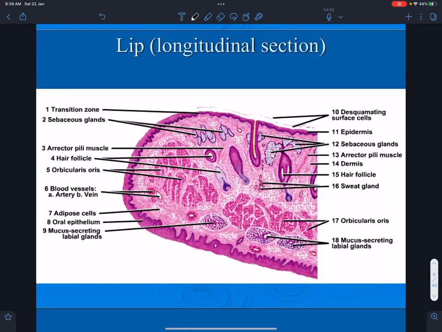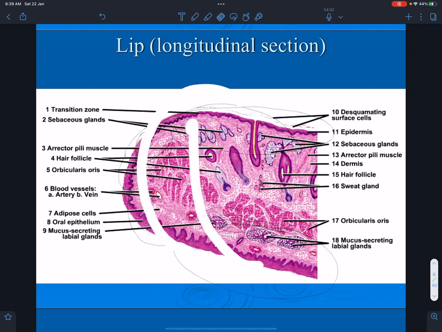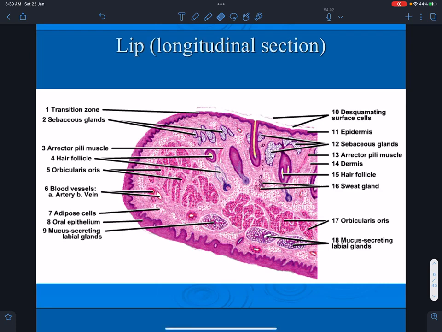Here is the same thing. Thick portion, transition to the mucocutaneous junction, and then from the mucocutaneous junction, it will transition to the external surface, that is your skin, with the sebaceous and sweat glands, hair follicles, and some mucus-secreting labial glands underneath in the submucosa. That's it for the histology of the lips. Let's go to the next part.